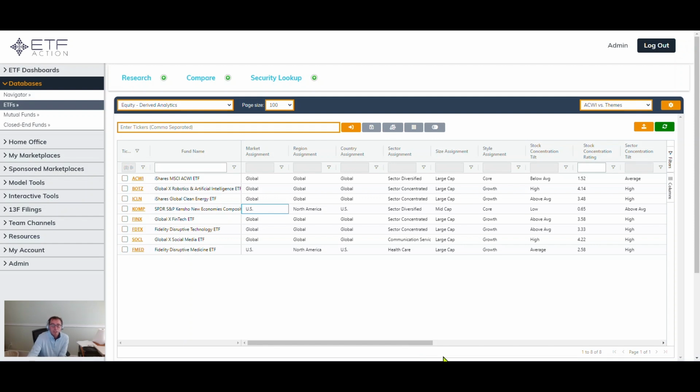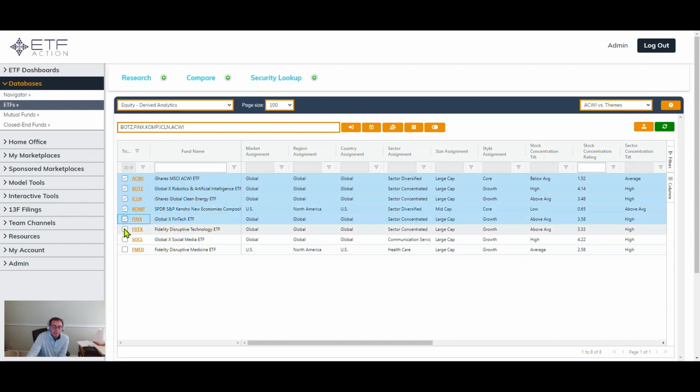So with that in mind, really what I want to illustrate is just simple overlap. How much exposure do these strategies have in common? So to do that, I'm going to highlight all of these strategies. Notice as I did that, it lit up my little tools panels to the right of my ticker bar up here.